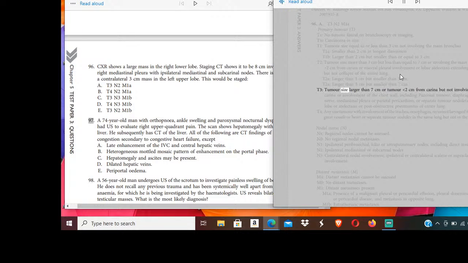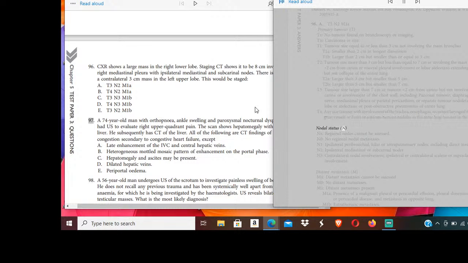T3: tumor size larger than 7 cm, or within 2 cm of the carina but not involving the trachea or carina, or involvement of the chest wall, including Pancoast tumor, diaphragm, phrenic nerve, mediastinal pleura, or parietal pericardium, or separate tumor nodule in the same lobe, or atelectasis or post-obstructive pneumonitis of the entire lung. T4: any size tumor with involvement of the trachea, esophagus, recurrent laryngeal nerve, vertebra, great vessels or heart, or separate tumor nodules in the same lung but not in the same lobe.